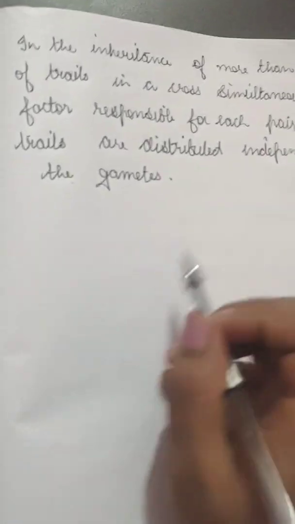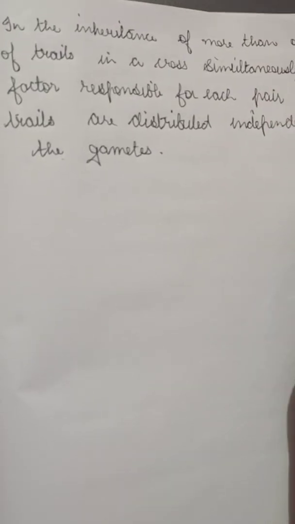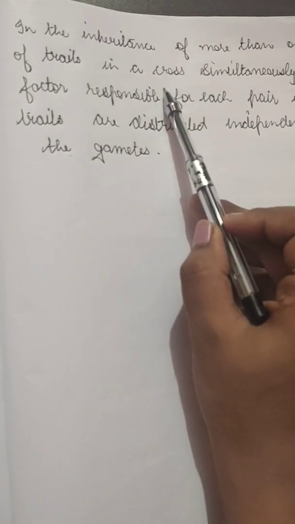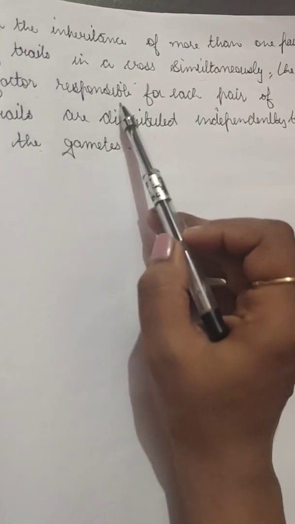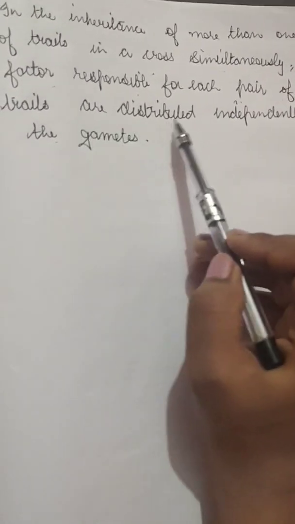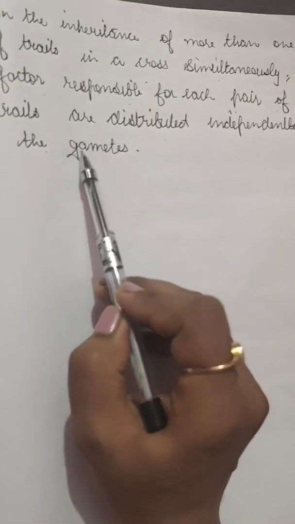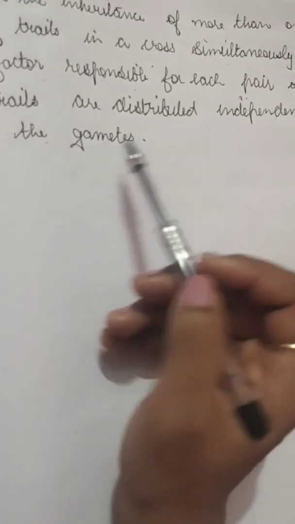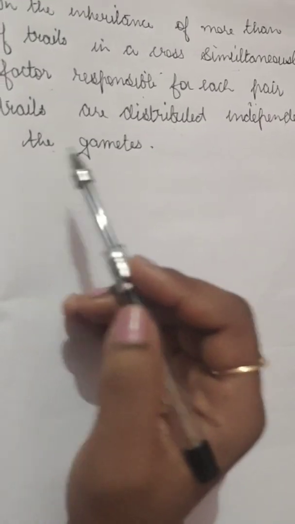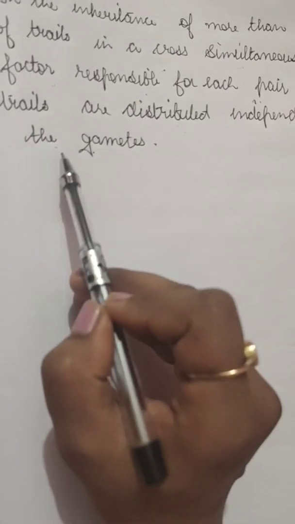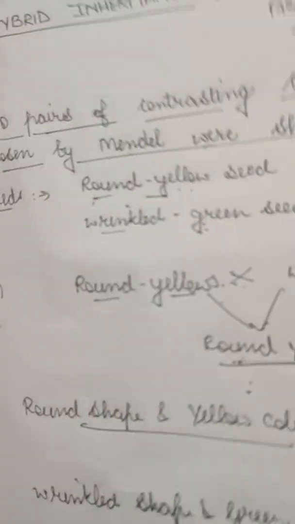Okay, so which means that in this law, when we have more than one pair of traits in a cross simultaneously, the factors which are responsible for each pair of traits are distributed independently to the gametes. So now the term gametes comes, and we will understand how the characters are transmitted to the progeny. Before going into detail on the definition, we will first look at the explanation of the results of dihybrid inheritance. Results means how this ratio of 9 is to 3 is to 3 is to 1 came up. So first we will look into the cross.